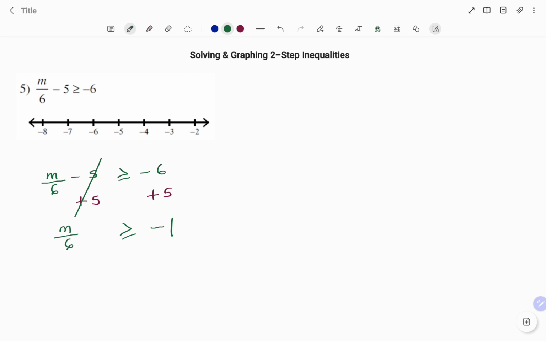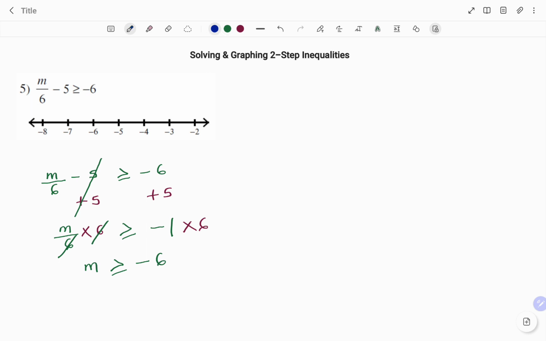The next step is to get rid of my 6. The inverse operation of division is multiplication, so I'm going to multiply both sides by 6. Balance method, whatever you do on your left, you do on your right. 6 divided by 6, cross simplification, that's 1. So I'm left with the variable m greater or equal to minus 1 times 6, that's minus 6.